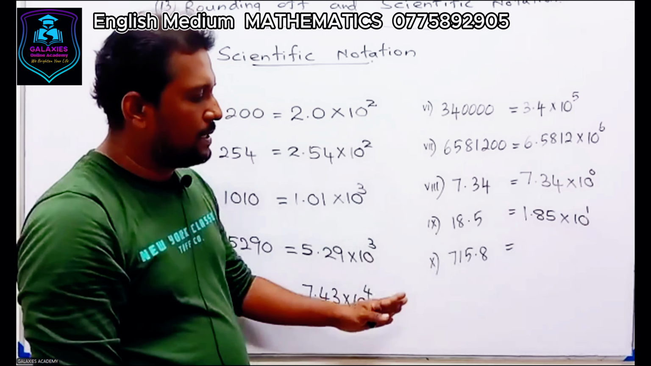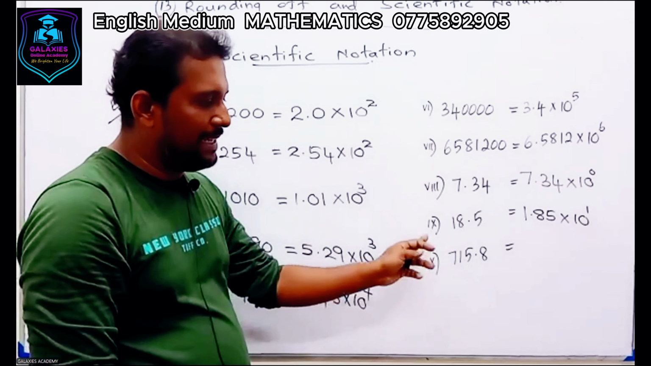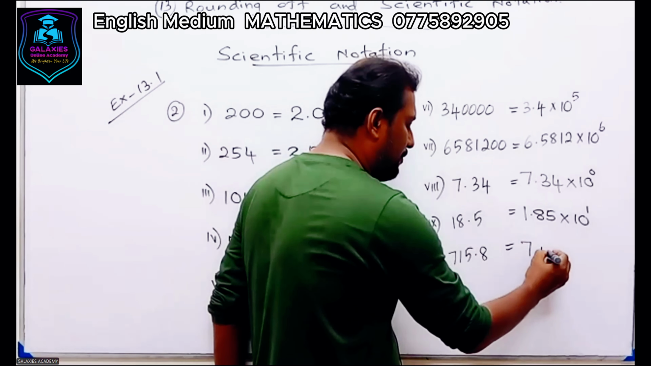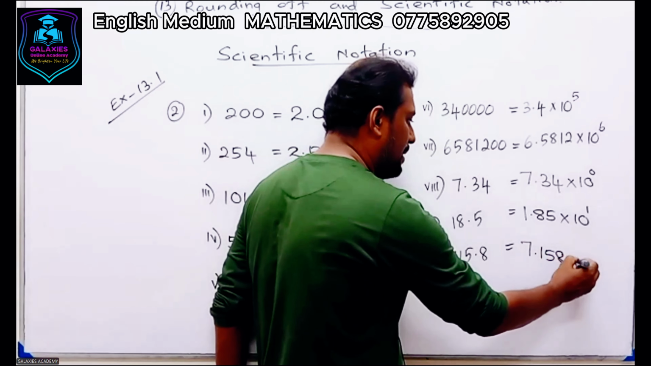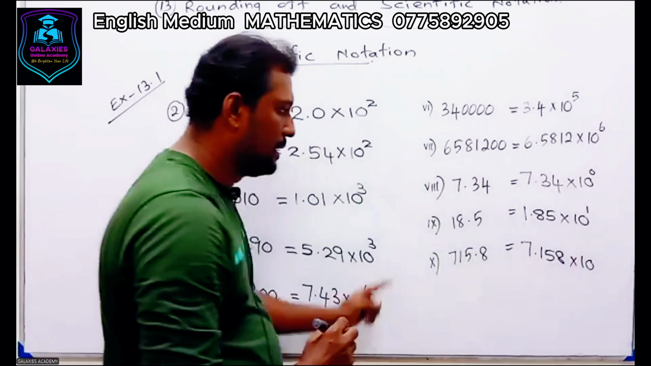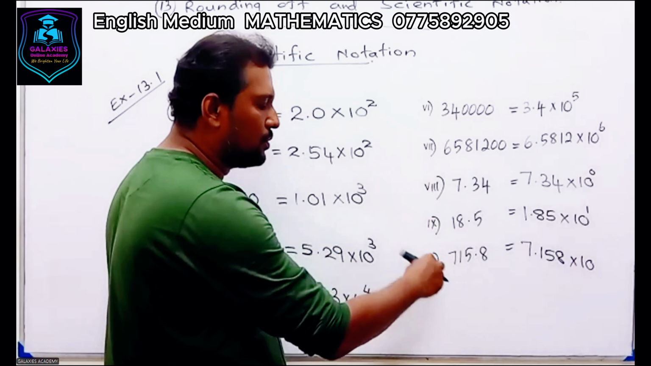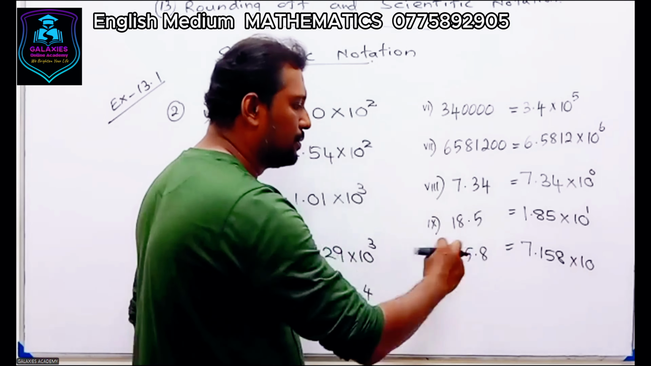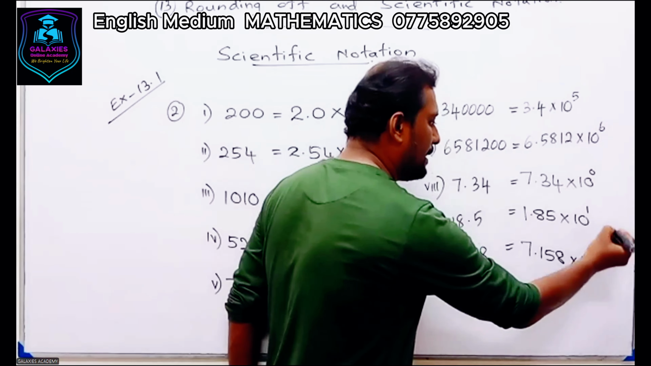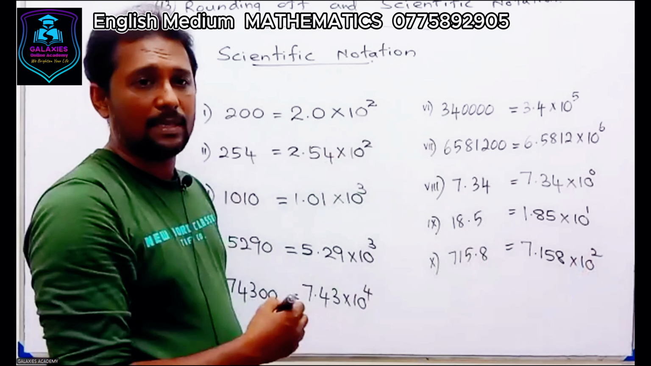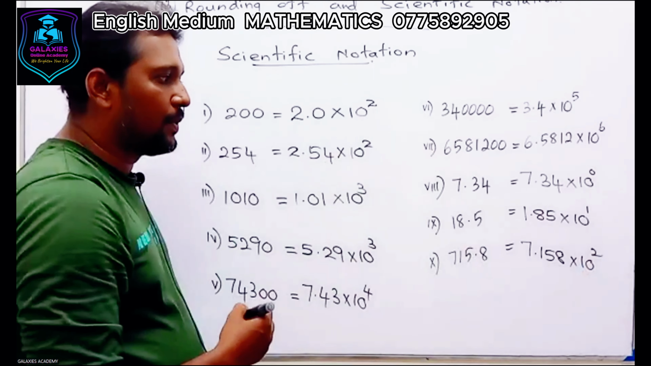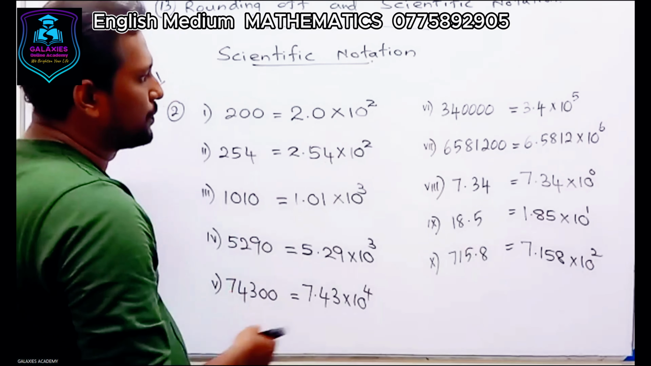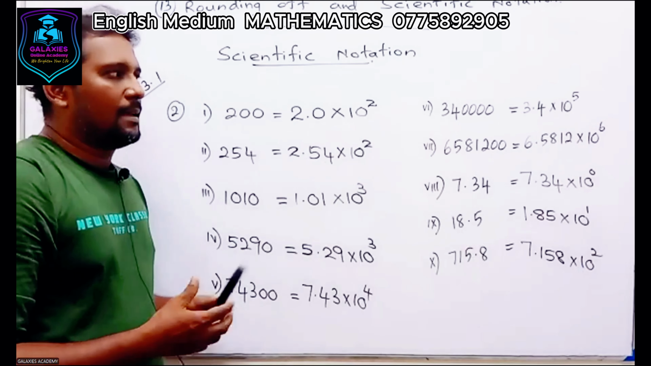Right? Last one. We have to keep the decimal point after 7. 7.158 multiply 10 to the power. How many places do we have to move to get the initial number? 1, 2. 2 places, right hand direction, that means positive direction, 2 places. So the answer is 7.158 multiply 10 to the power 2. Right, it is the writing method.